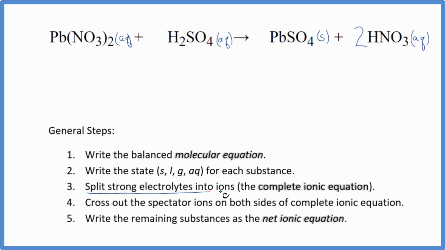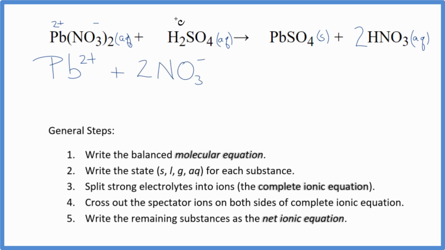Now we can split the strong electrolytes into ions, and this is going to give us the complete ionic equation. So we don't know the charge on lead, but we do know the whole nitrate is 1 minus, and we have 2 of them. Lead has to be 2 plus. So we have the lead(II) ion, and I won't write the states now. Let's do that at the end. Plus we have 2 of these nitrate ions.